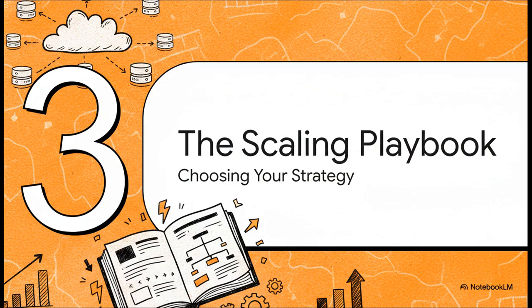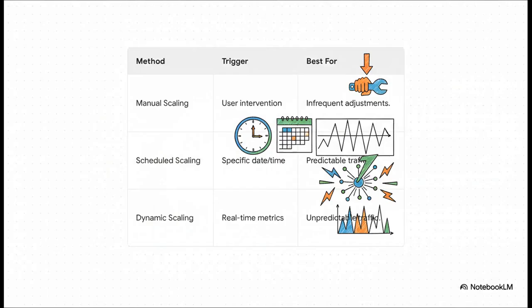Now let's talk about strategy. AWS gives you a whole playbook of different ways to scale, and for the exam, you need to know which play to call in the right situation. You've basically got three main options. Manual is exactly what it sounds like. You log in and change the number yourself.